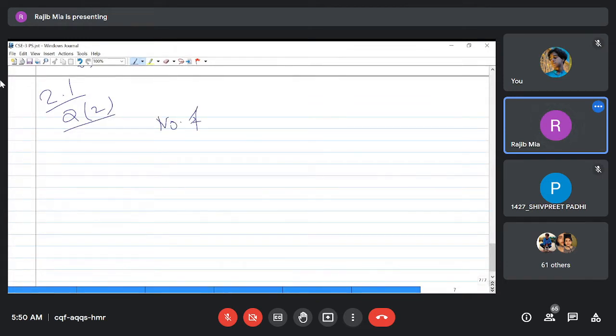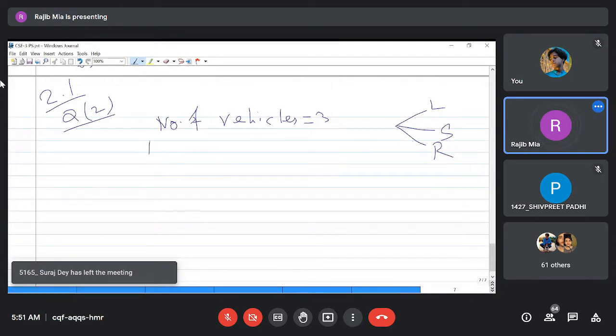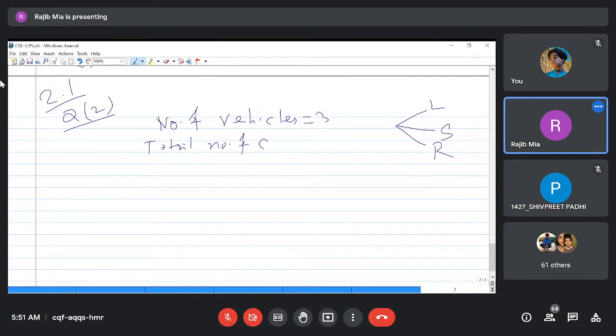So here, the number of vehicles is 3, and each can go either left, straight, or right. There are three possibilities. So the total number of outcomes is: for the first vehicle it is 3, for the second also 3, for the third also 3. So 3 to the power 3, that is 27.